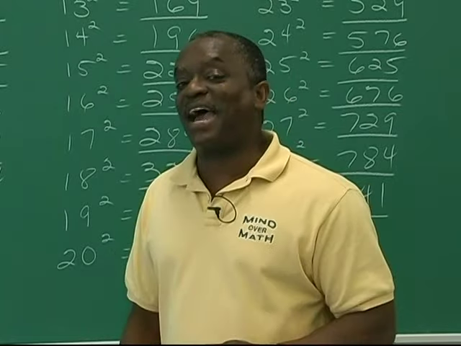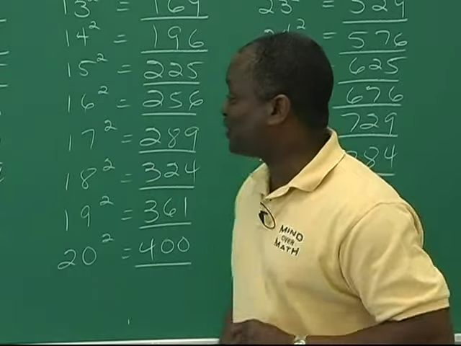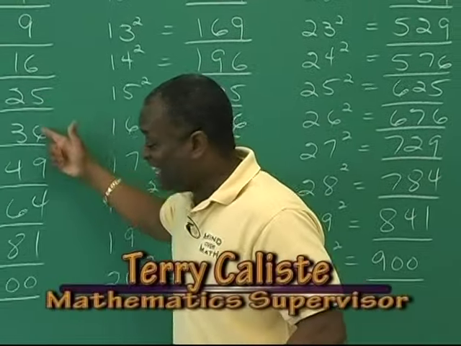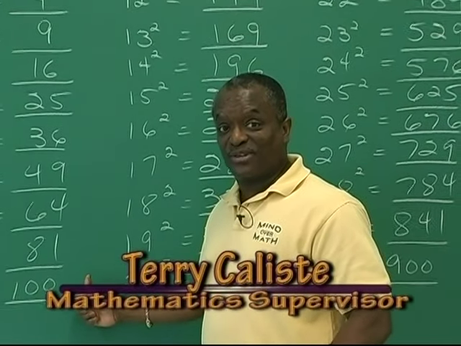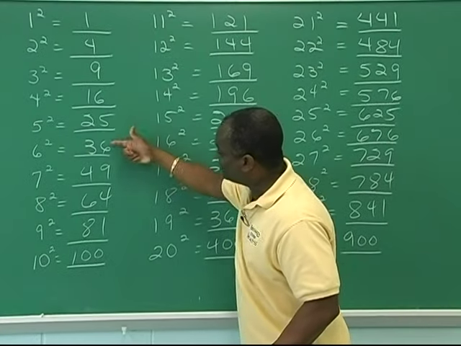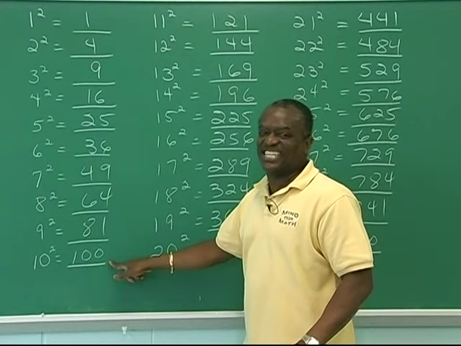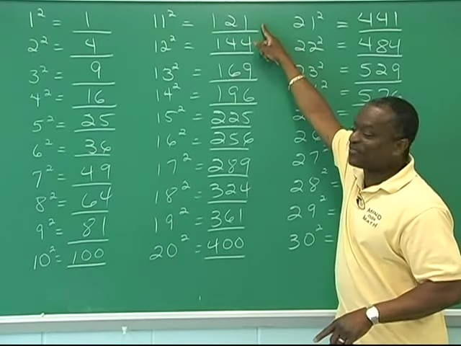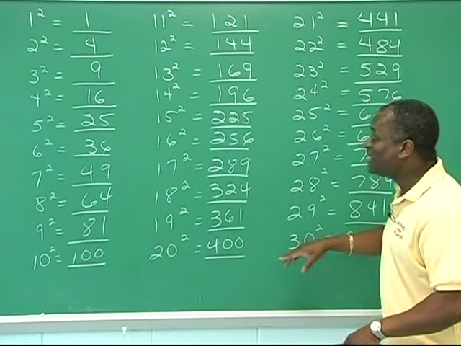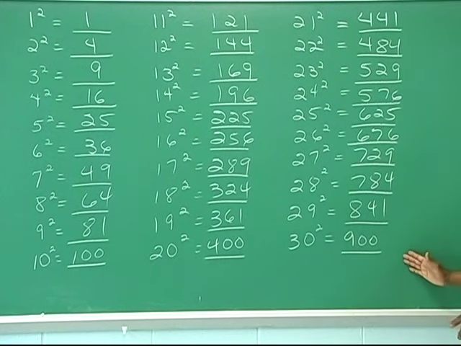Now, how many of the patterns did you discover? Well, first and foremost, if we're observant, you recognize that the last digit in every column, you notice that? They're the same. 1, 4, 9, 6, 5, 6, 9, 4, 1, and then a 0. You see that? Sure you do. Same here. 1, 4, 9, 6, 5, 6, 9, 4, 1, 0. The last digits for all of our perfect squares are the same.